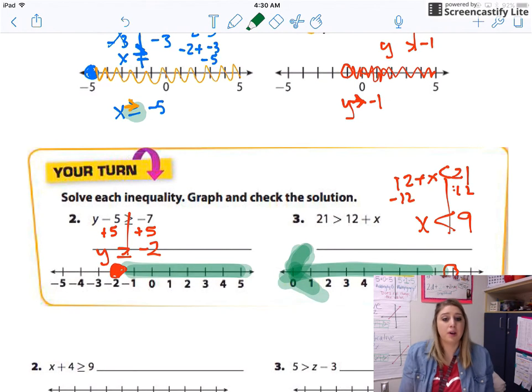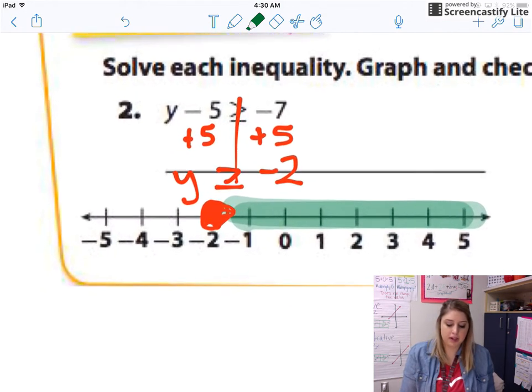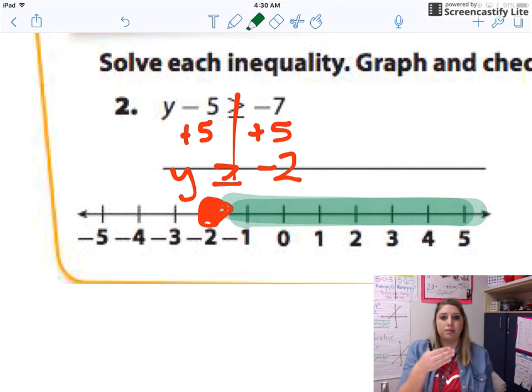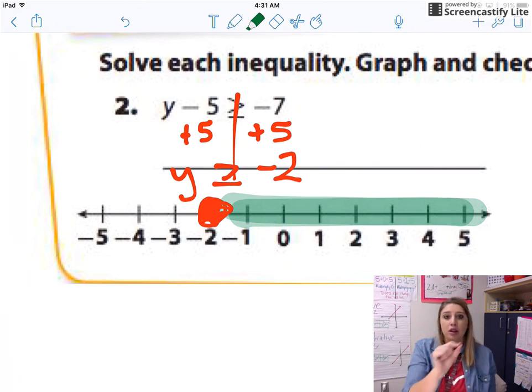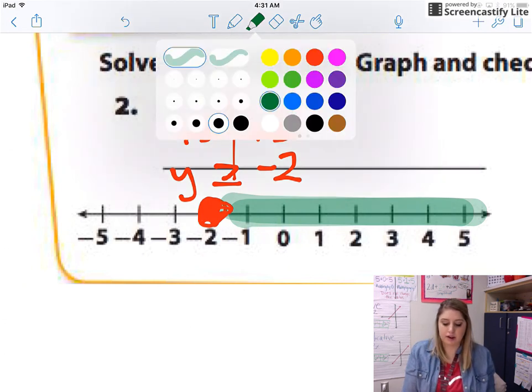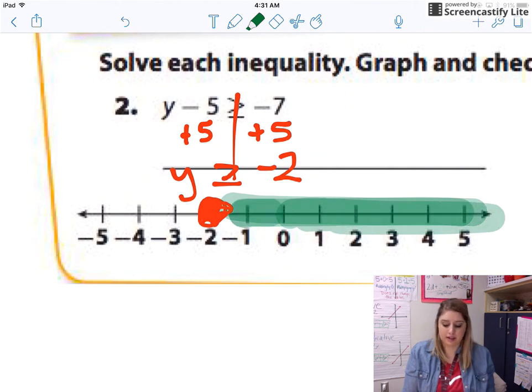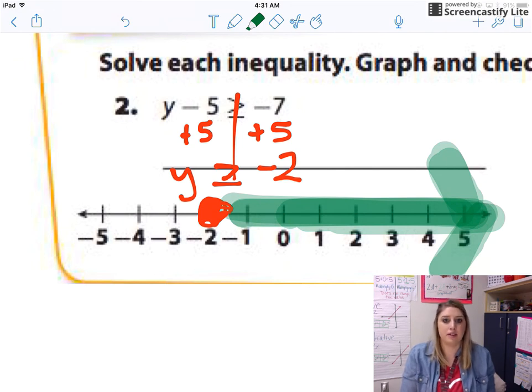Pause your video. Okay, hopefully that went well for you. I'm going to talk through it really quick in case you had some issues. On this first one, I drew my line. I add 5 to both sides to isolate that y variable, and I get that y is greater than negative 2, because I have negative 7 plus 5, which is a different sign difference. Keep the sign of the greater. So it's negative 2. So y is greater than or equal to negative 2, because it has that line underneath. I'm going to make a closed dot at negative 2, and I'm graphing greater than negative 2. That means I need to shade to the right-hand side, and it is all numbers that go this way.